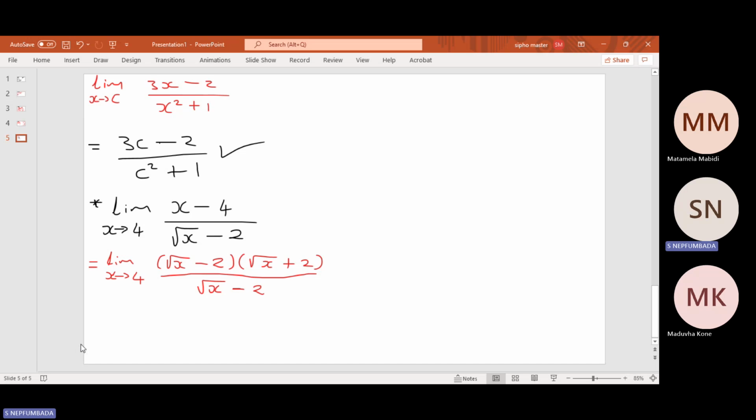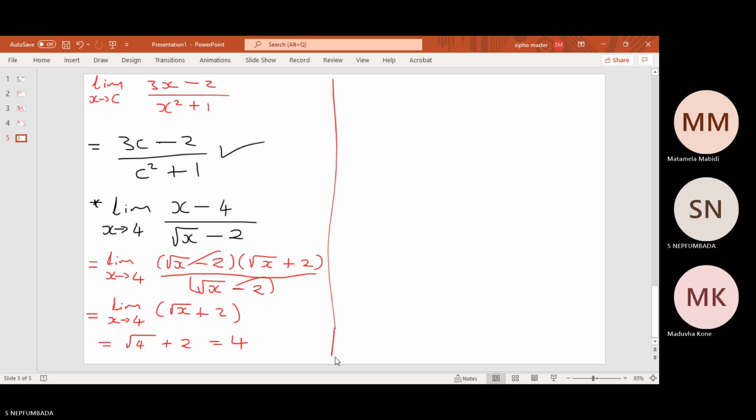Then this is nothing but going to be what? The limit of x approaching 4. Did you get it? Yes. Now this one.